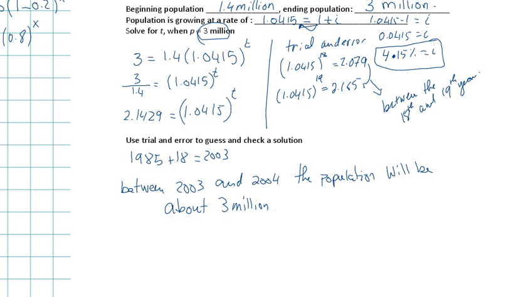So whenever you're solving for an exponent, at least as for now, and you can't make the bases the same, you probably want to do trial and error to get the answer. Okay?